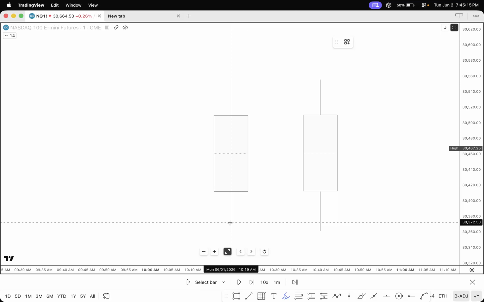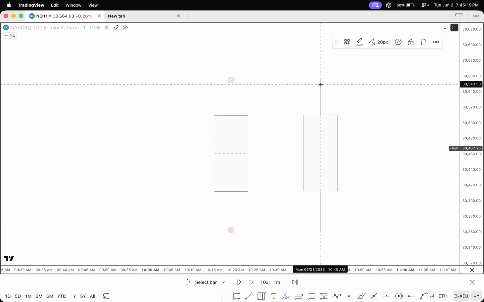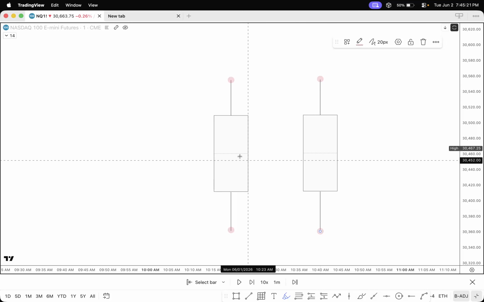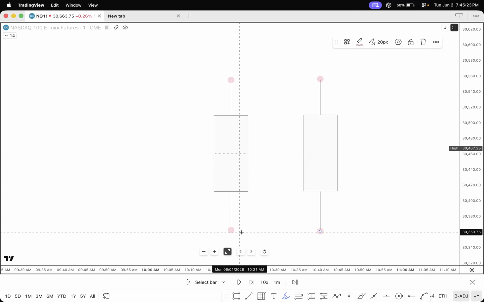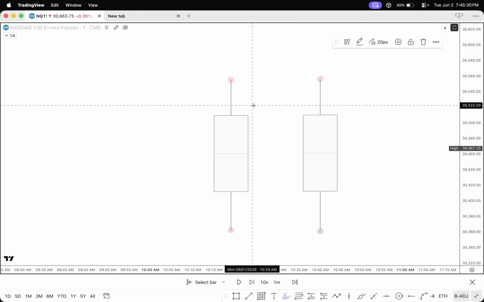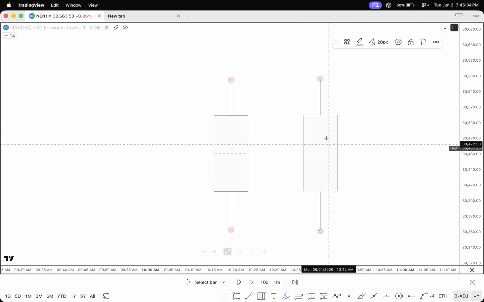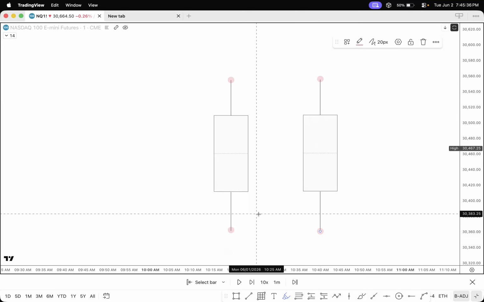Well, that's a good question, right? For the wicks, you have your high and low wick. High and low wick are the same for bullish and bearish. This is a bullish candle, this is a bearish candle, okay? So the high and the low are basically the extremes of price. The highest wick is called the high, the lowest wick is called the low for both bearish and bullish candles, okay?